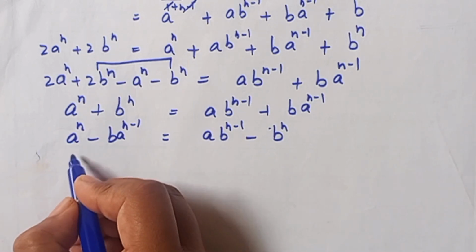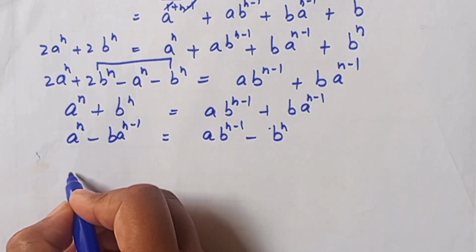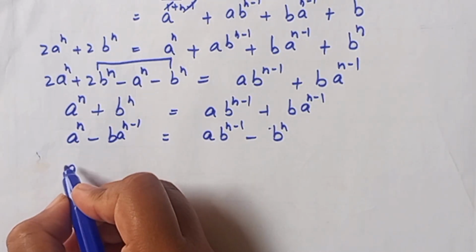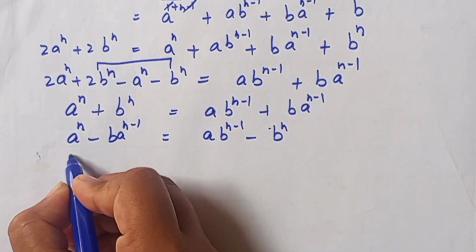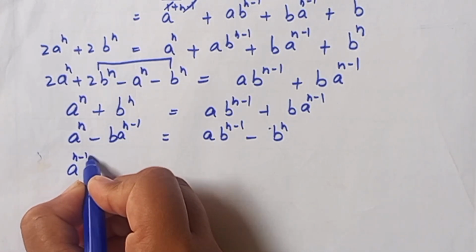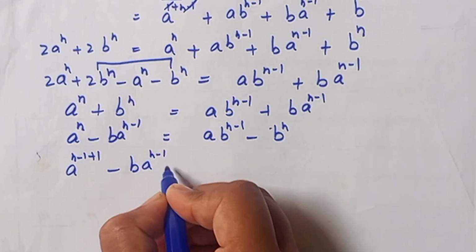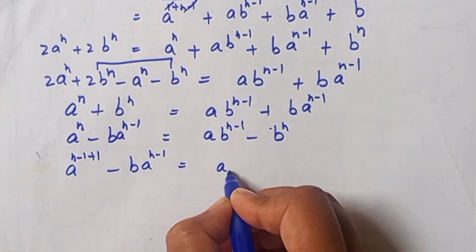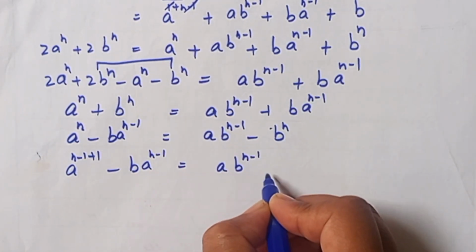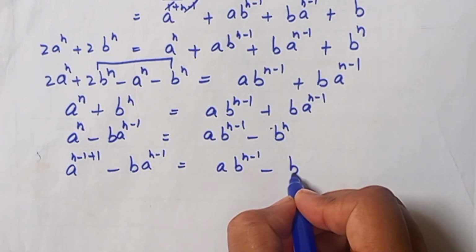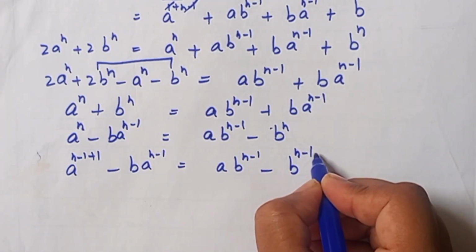And now look at this. We write a raised to the power n as a raised to the power n minus 1 plus 1. So this is a minus b times a raised to the power n minus 1. This is equal to a times b raised to the power n minus 1 minus, we write this as b raised to the power n minus 1 plus 1.